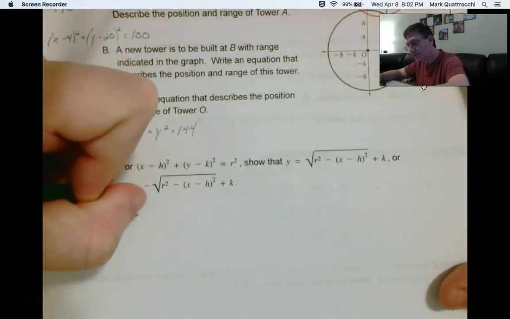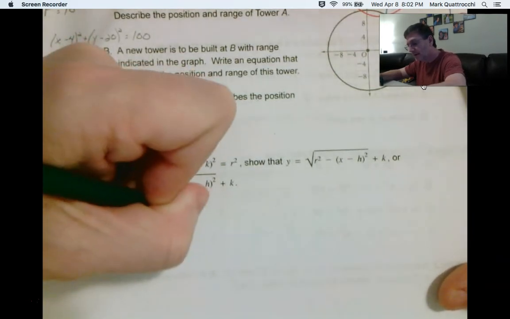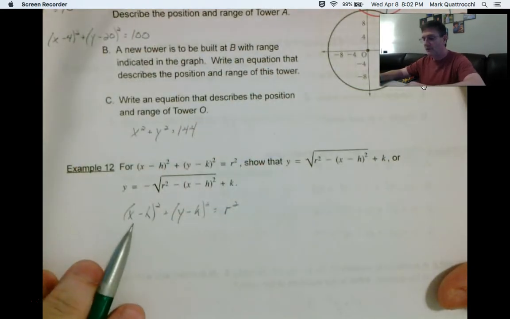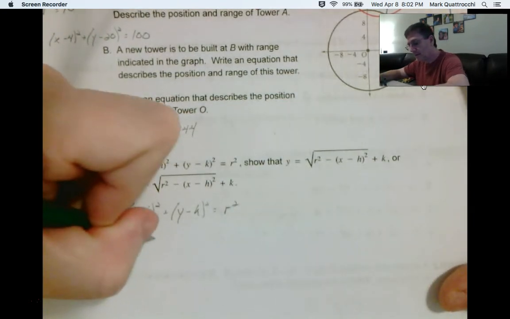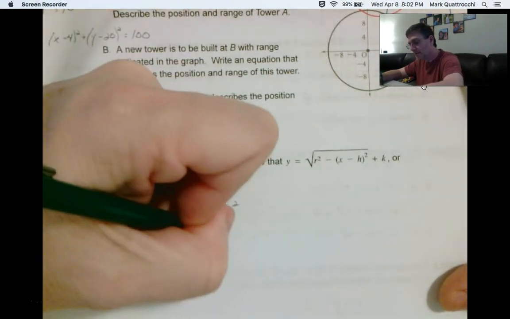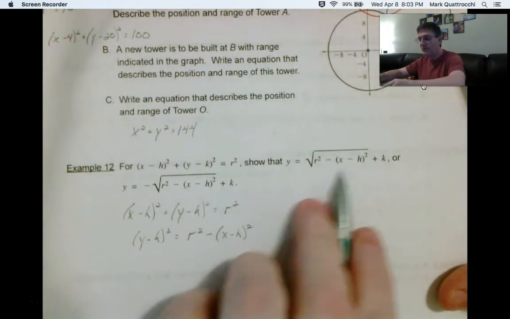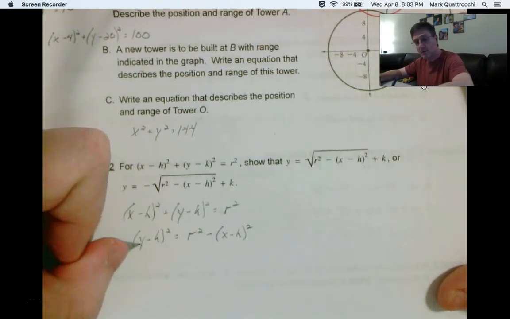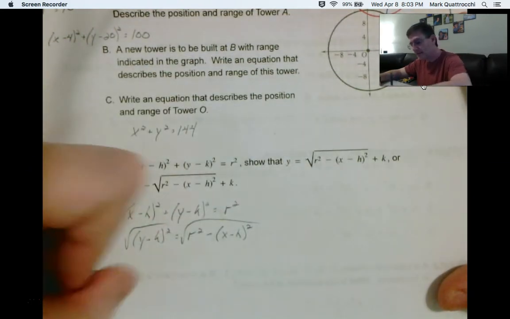So let's start with the original equation. I'm going to rewrite the original equation, (x minus h) squared plus (y minus k) squared equals r squared. I'm going to subtract (x minus h) squared from both sides. (y minus k) squared equals r squared minus (x minus h) squared. Very similar to what we've got going on here. And now we have to take the square root. Our goal is to get y alone, so to get rid of the squaring, we square root both sides.